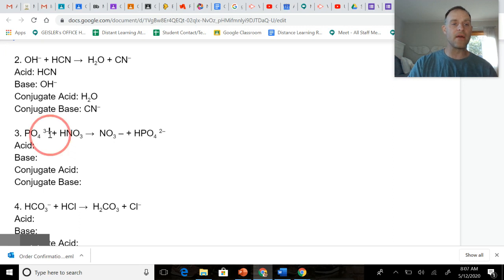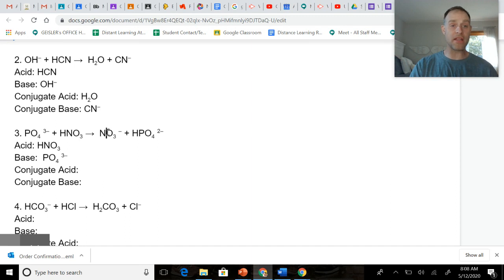I know right now, PO4, that sucker's a base. That means that HNO3 must be the donator, must be the acid. Now what happens when this donates? If I lose an H plus, don't I become that? And this little minus really should be up there at the top. It becomes this. So the acid becomes the base.